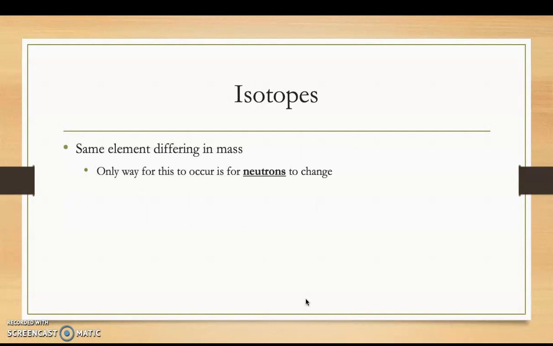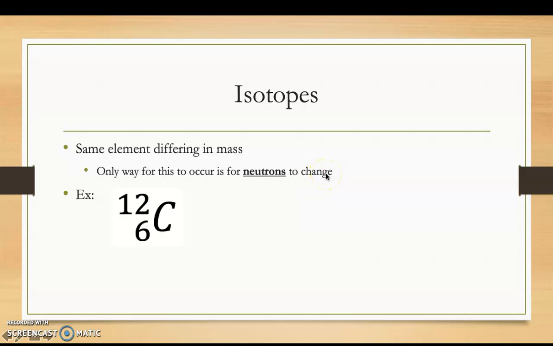Isotopes are atoms of the same element that might have a different mass. Now remember, the only subatomic particles that have mass are protons and neutrons, which means since we cannot change protons if we want the same atom, the only thing we can change there is neutrons. So the only way for this to occur is for neutrons to change.